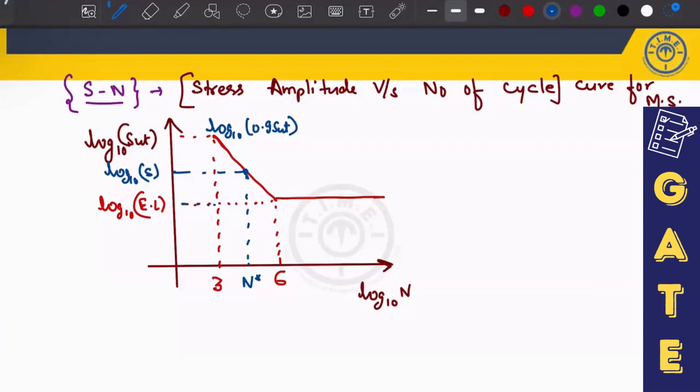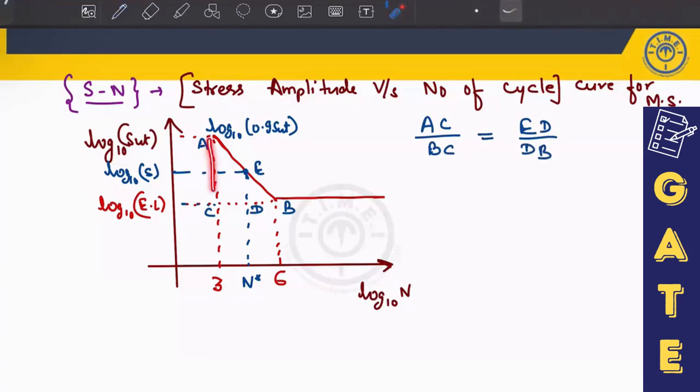So what you will do in these problems, I will discuss some of the problems also. You know that this is nothing but a similar triangle. So let us suppose this is A, this is C, this is B, E and D. So AC by BC can be written as ED by DB. That means the big triangle and the small triangle. So what is this AC? AC can be written as log of 10, 0.9 SUT minus this value. The same relation you will use for solving the problem.